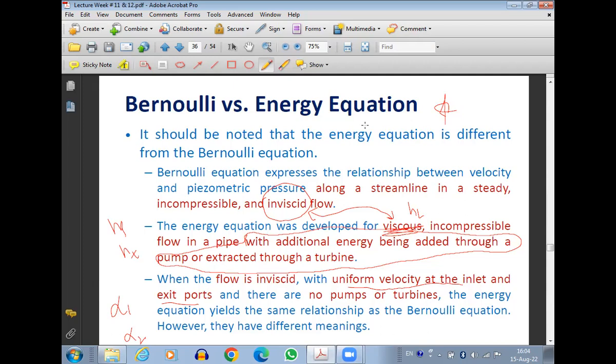We are assuming that it is a uniform velocity profile in the case of Bernoulli's equation. But in the case of the energy equation, we are taking into account that the velocity profile might not be uniform, it might be non-uniform. And alpha 1 and alpha 2 are basically to take that into consideration. So this is a very important question. Normally, if I want to give a short conceptual question of 3 marks, these are 3 points.